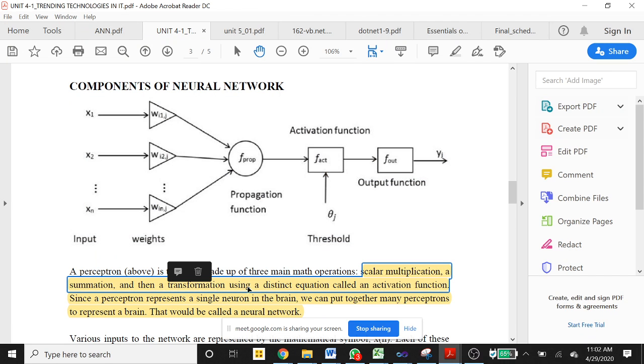Okay, transformation using a distinct equation called the activation function. So that is the transformation step where we use the activation function. The activation function means the output, a single value output that we get after performing scalar multiplication and summation. We have a number of input values and a number of weights.